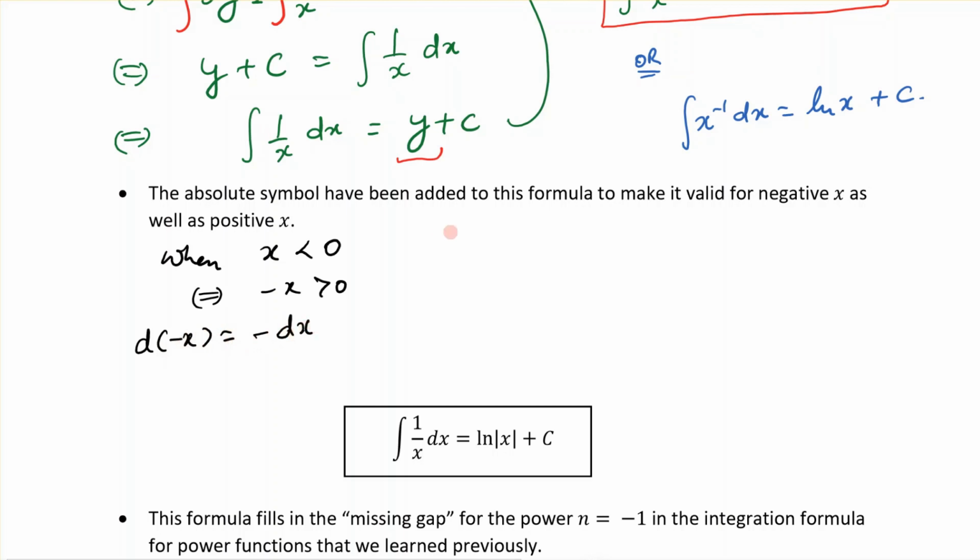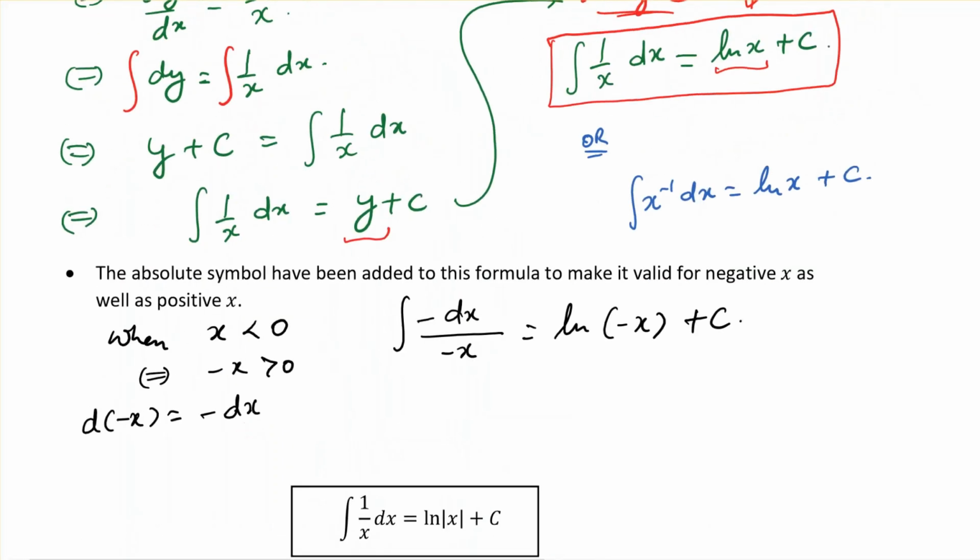So let's try to do the integral: minus dx over negative x. In that case, we get ln of negative x plus c. Because remember, negative x is positive, so we still have a positive value inside the ln function, and this still makes sense. I'm going to label my expressions here: this is my number 1, and this is my number 2.